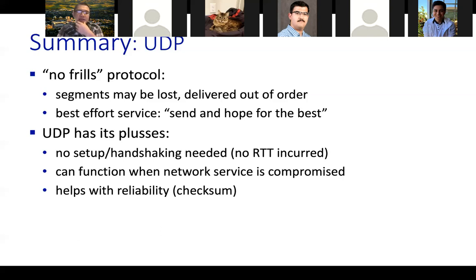So UDP has its process. No setup handshaking is needed, as we mentioned, it can function when network service is compromised, and it can help with reliability. The checksum can help with that, right? So it's not always guaranteed that the segment is delivered, but it can help with the reliability, right?